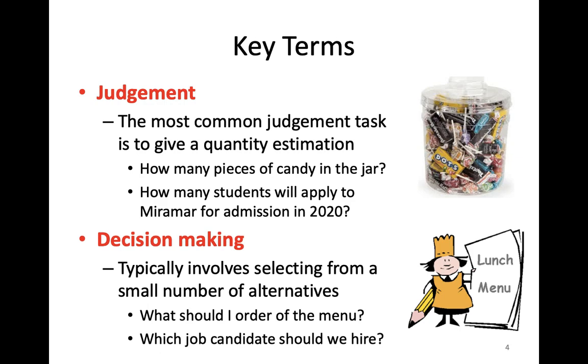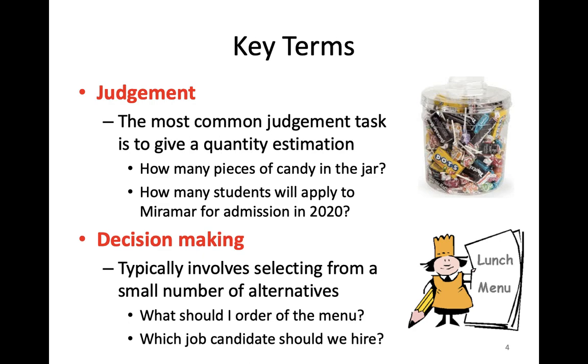Okay, just in terms of some key terms. When we talk about judgment, we're talking about providing an estimate of something. And so the most common judgment task that psychologists study is to give an estimate of a particular quantity. So for example, how many pieces of candy are in the jar. But another type of a judgment problem would be to make an estimate of how many students will apply to Miramar for admission in 2020.